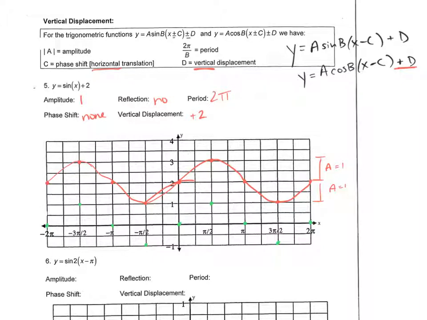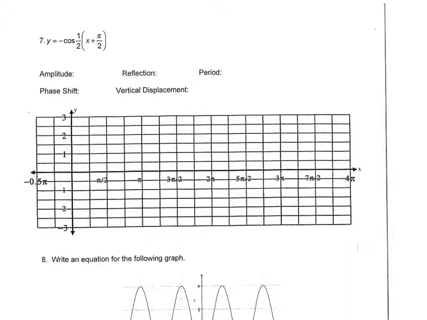For the sake of brevity, we're not going to do every single example, but I'll try to do some of the ones that are a little bit trickier. So on that note, we're actually going to look at example 7 because this one has a vertical reflection. The period is 2 pi divided by 1/2 or 4 pi. There is a phase shift to the left by pi over 2. There's no vertical displacement. And my amplitude is still just 1, but now I've got 3 things. I've got a reflection, a changed period, and a phase shift.